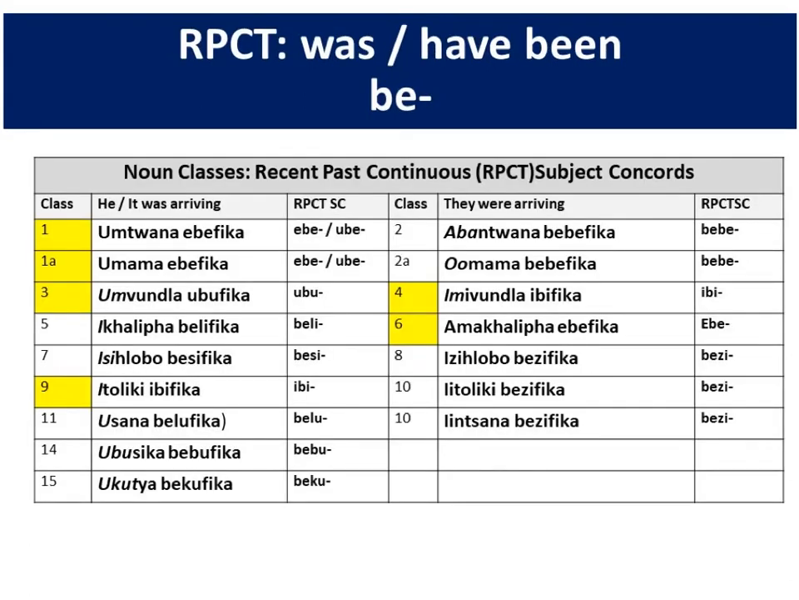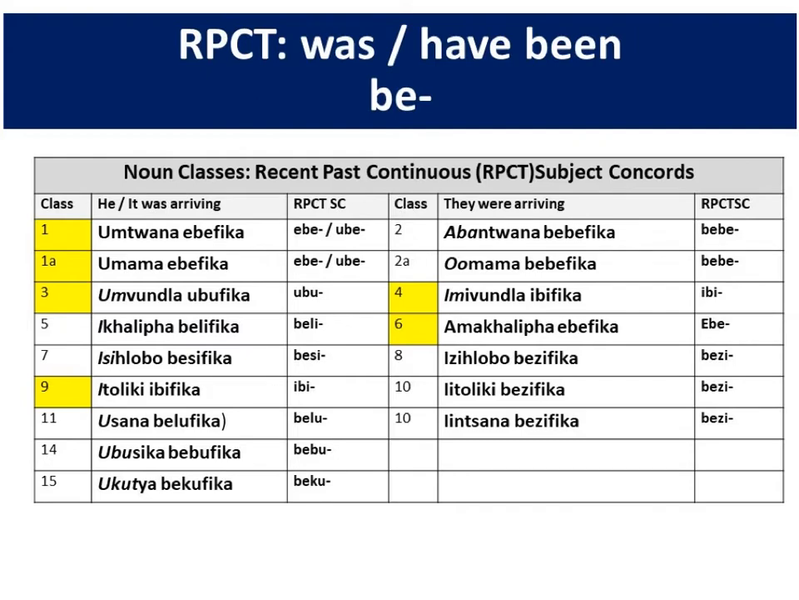We see the same trend for our 15 noun classes, where the recent continuous past tense is created by adding a be to the front of the subject concord. Now you might remember in one of our previous sessions we spoke about strong and weak noun classes. In our strong noun classes that start with a consonant, so for example, noun class 5 or noun class 7, you can see there's literally just a be added to the front of the subject concord. So these are very easy to remember.